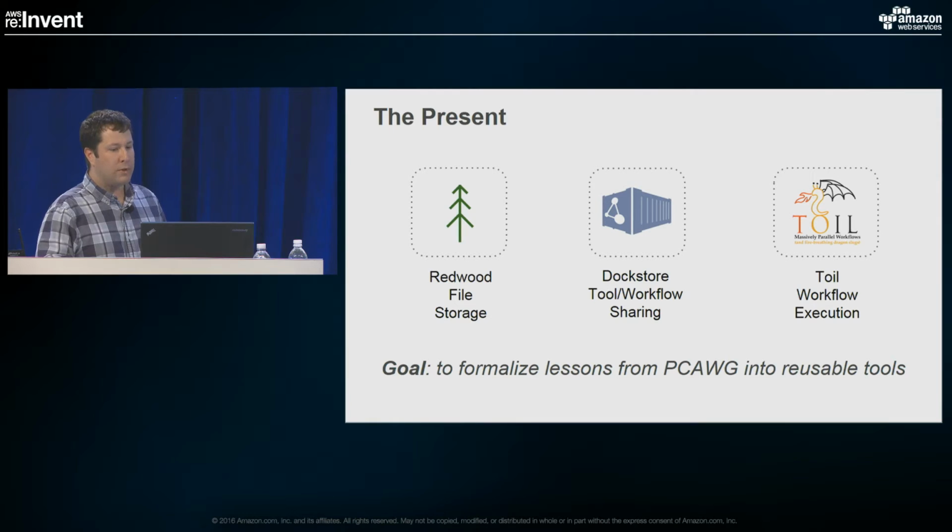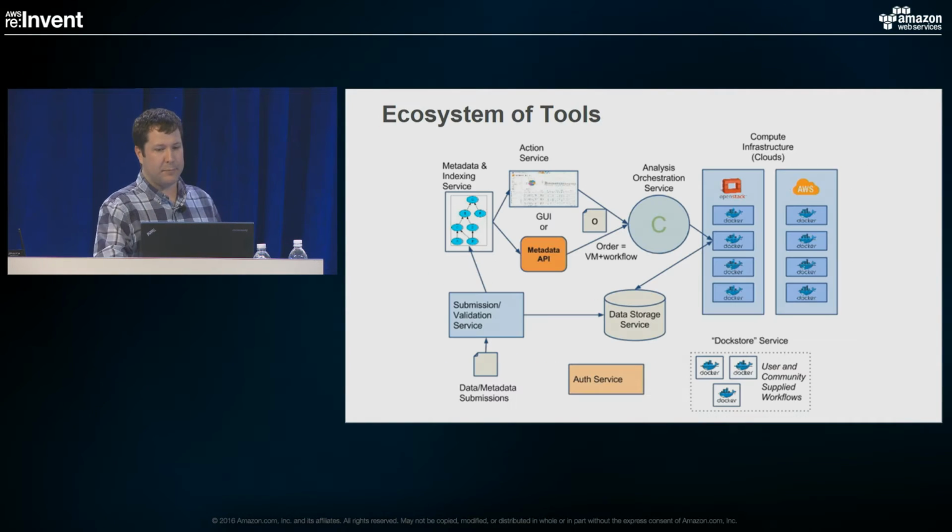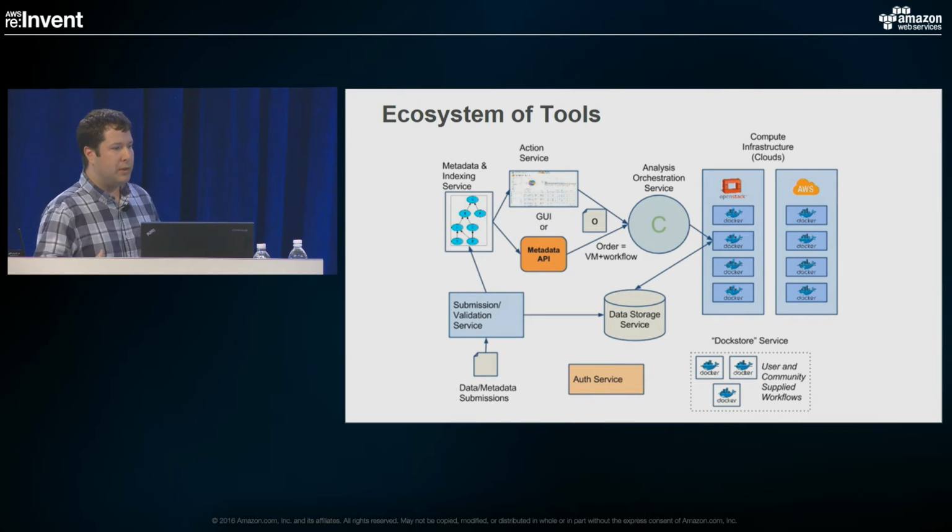And Toil, which is coming out of the Santa Cruz group. This is our workflow execution platform that goes beyond the sort of compute that PCAWG did. So what I'm personally working on right now at Santa Cruz is taking all of these components that we built or were inspired by PCAWG and linking them together into a larger ecosystem.